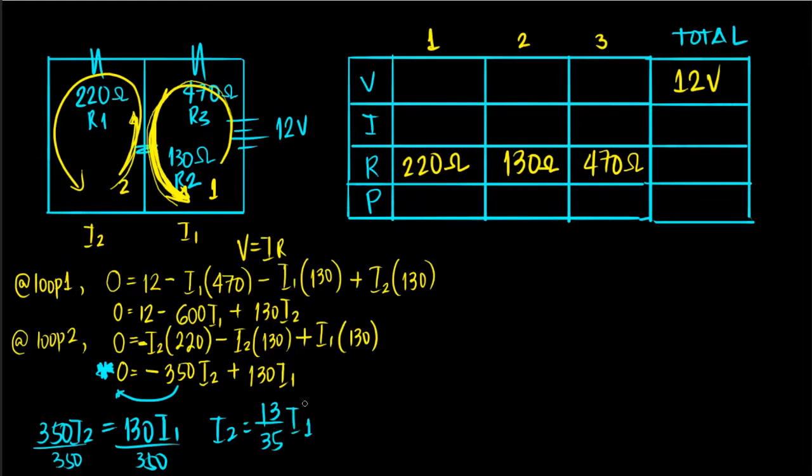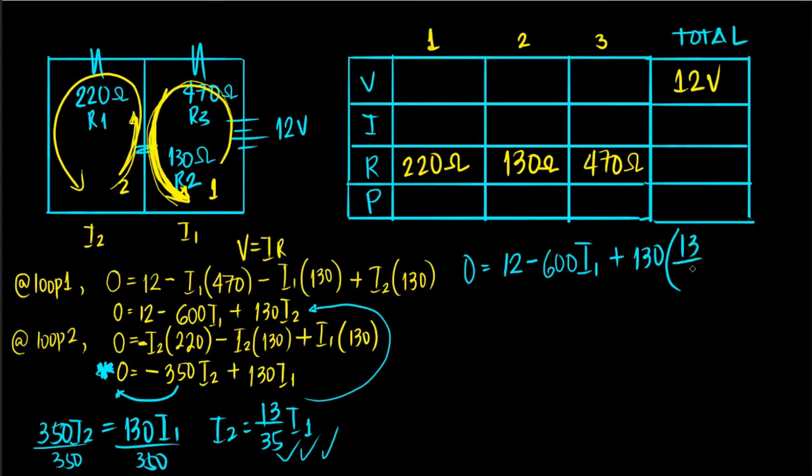Ini siya, gamiton ko ni siya sa diri nga equation. So that equation now is 0 equals 12 minus 600 I1 plus 130. Ang I2 naton, ang gamiton ta, 13 over 35 I1. So with that guys, ang aton for equation I1 na lang tanan. Si 12 transpose ko sa piyak, so negative 12 equals negative 600 plus 130 times 13 over 35. Okay. I have negative 3862 over 7 I1.